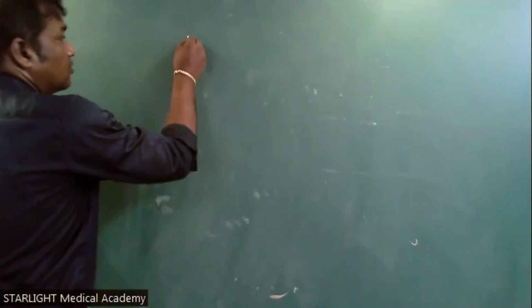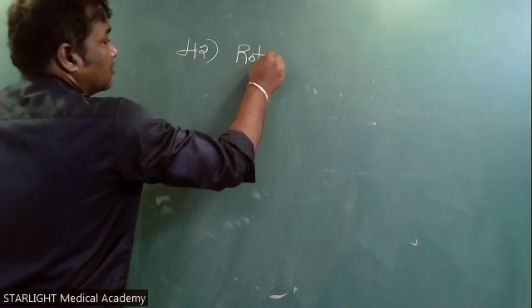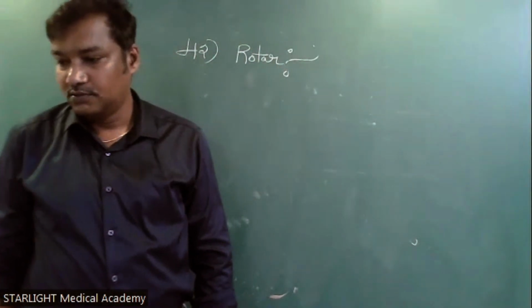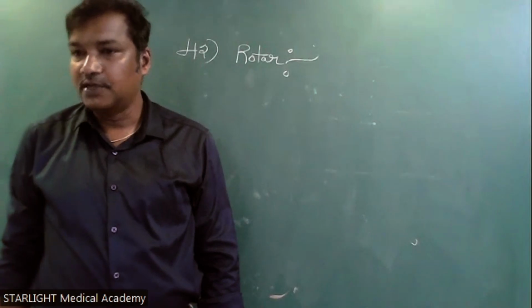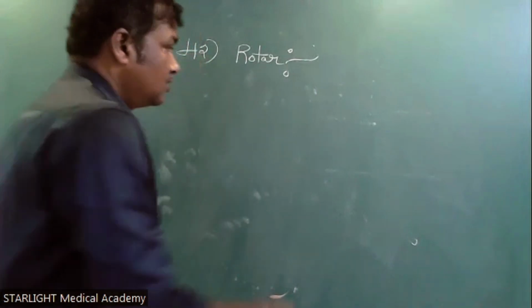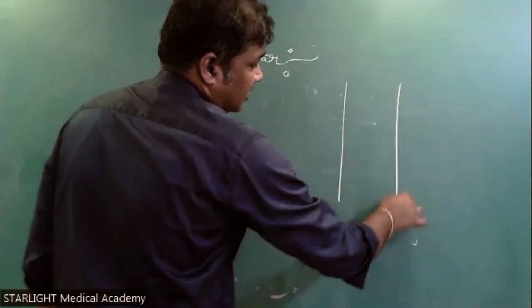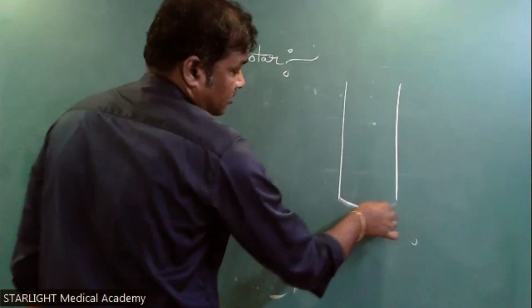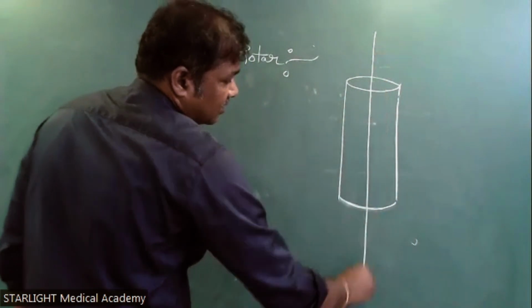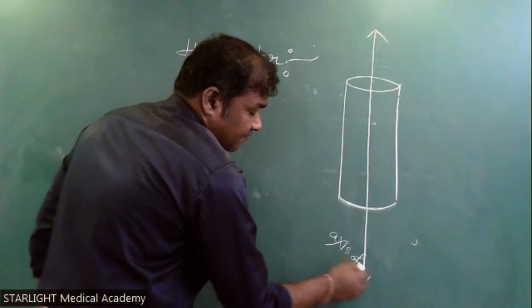Rotor means rotating drum. So this is a cylinder, a rotating cylinder. This is the axis of the cylinder.